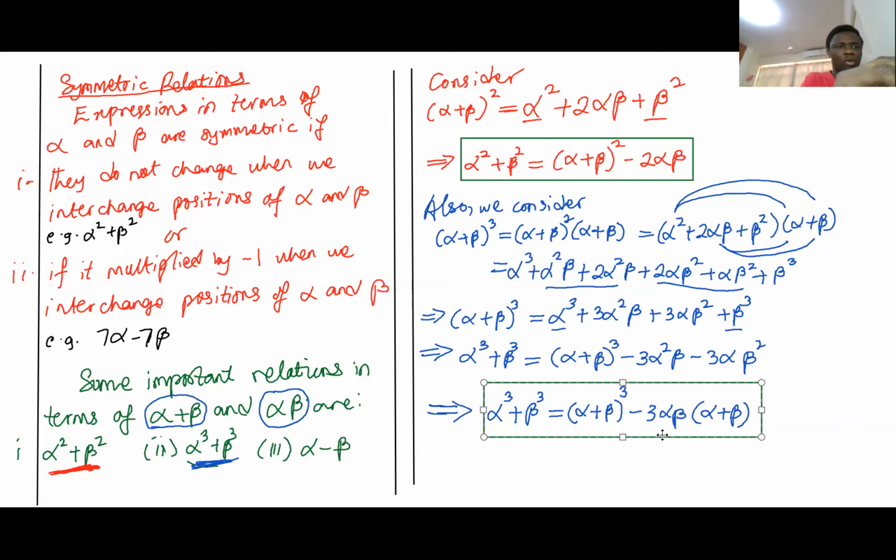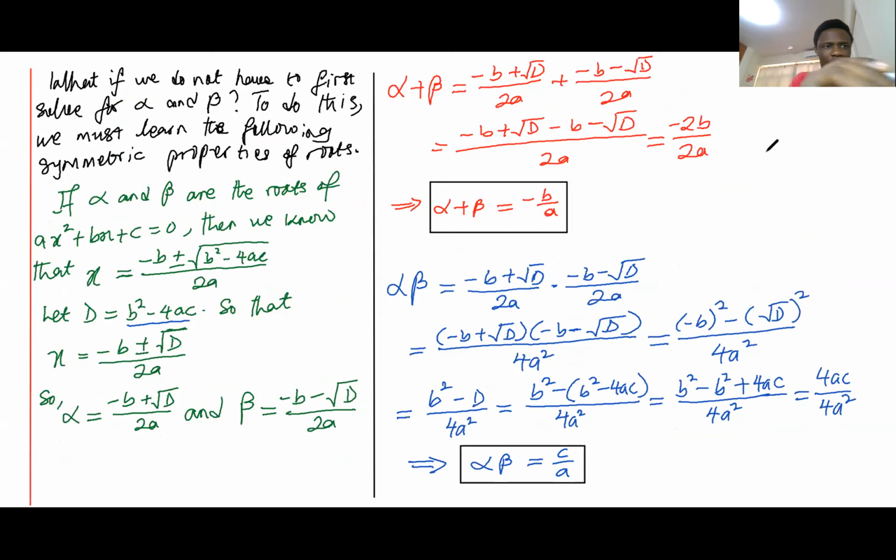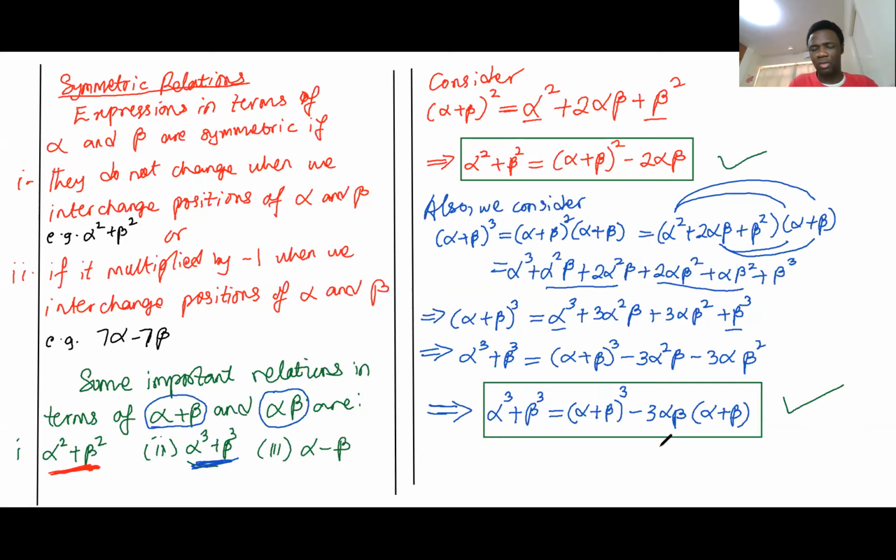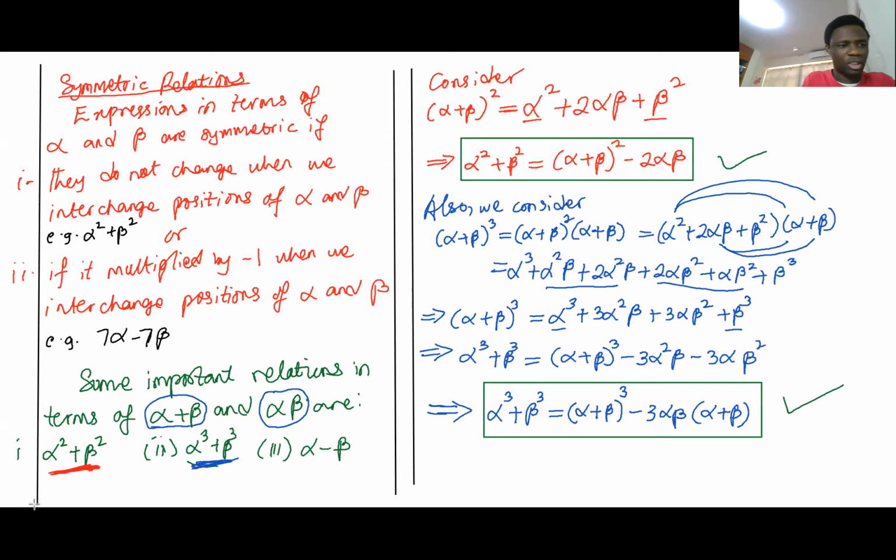So this is another relation. This is the relation for cube. This is the relation for square. We have to be able to remember this. This is easier to remember: the sum and the product. The last one is for subtraction. For the subtraction, can anybody guess what we will consider? Because for square, we consider all squared. For cube, we consider all cube. For subtraction, what do we consider? Anyone? Let's just try.